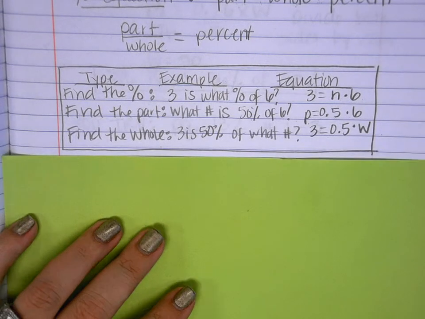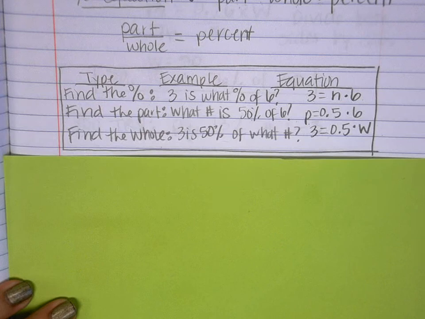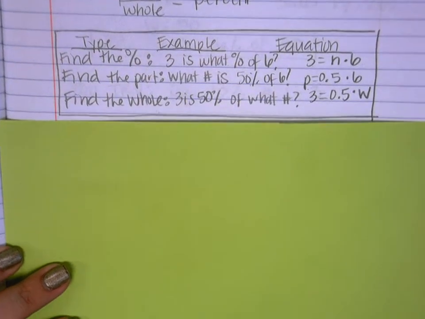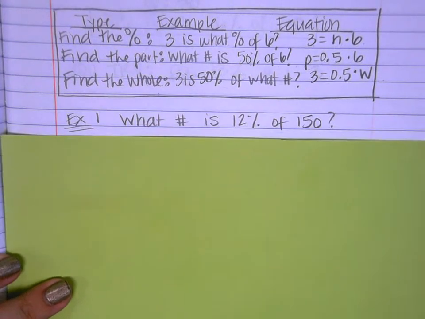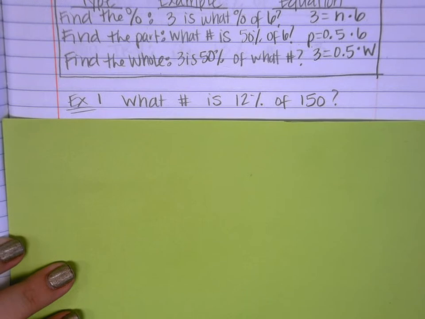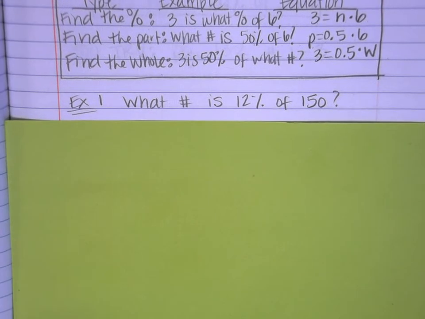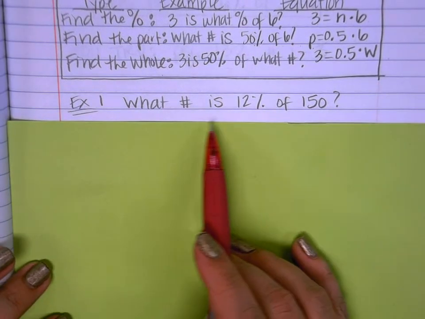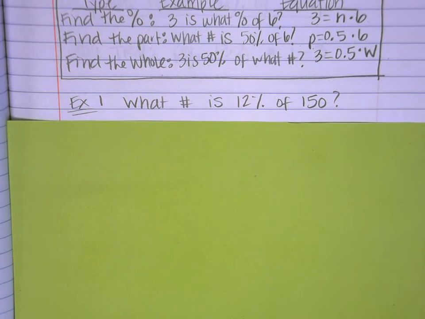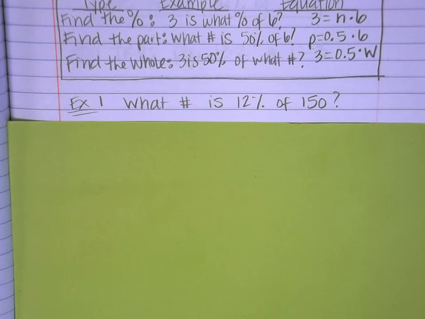I'm going to give you an example so that your brain doesn't hurt so bad anymore. Here's what it looks like. Does this look like what we just did? What number is 12% of 150? What number is the part, right? If you had to set it up as a proportion, it would be P over 150 equals 12 over 100, but Nick said there's a great shortcut.